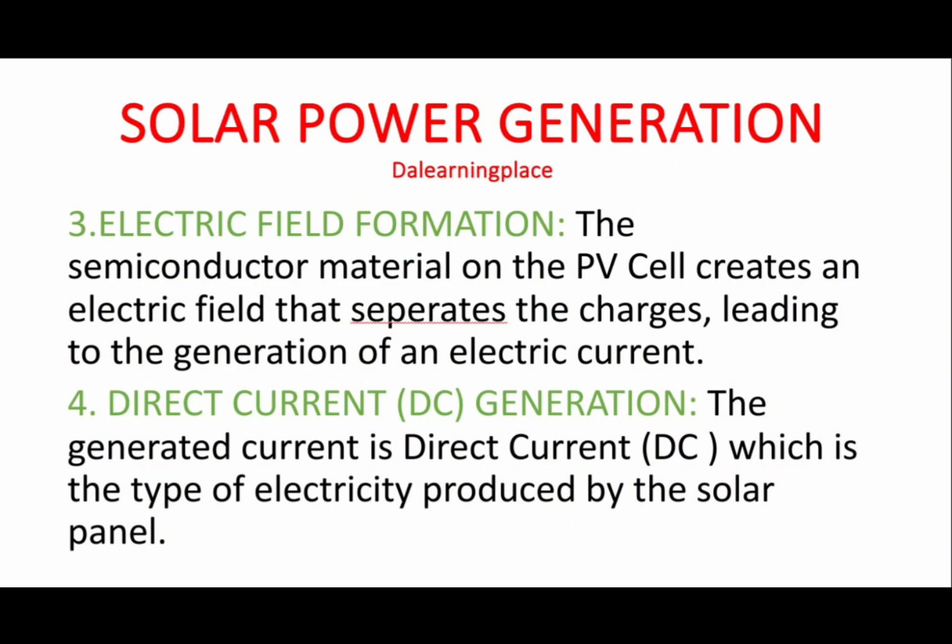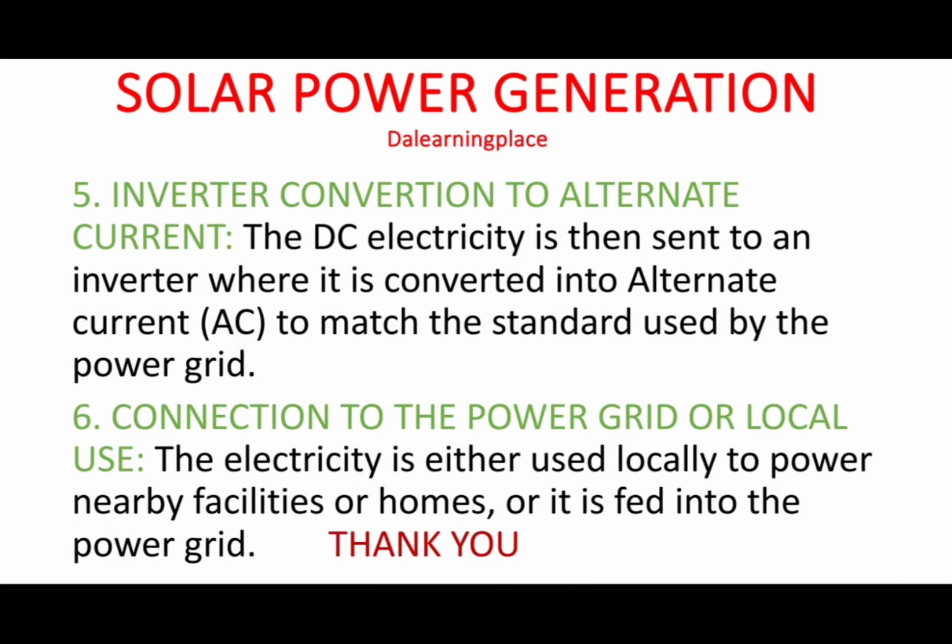Number 4, direct current DC generation. The generated current is direct current DC, which is a type of electricity produced by the solar panel. Number 5, inverter conversion to alternating current. The DC electricity is then sent to the inverter where it is converted into alternating current AC to match the standard used by the power grid. Number 6, connection to the power grid or local use. The electricity is either used locally to power nearby facilities or homes, or it is fed into the power grid.